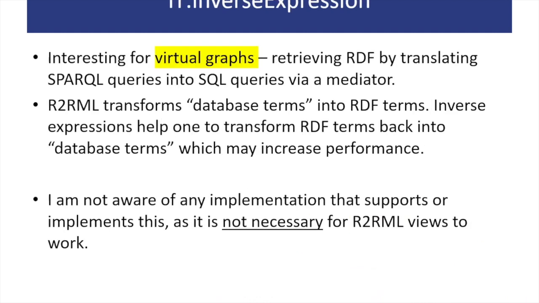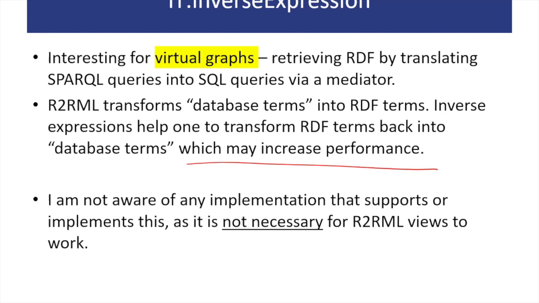At the beginning, I stated that I was going to say something about rr:inverseExpression. rr:inverseExpression is used when one is dealing with virtual graphs. In other words, you're retrieving RDF by translating the SPARQL queries into SQL queries via a mediator. So the R2RML mapping is used to generate SQL queries on the fly. Now, R2RML transforms database terms into RDF terms. The inverse expression helps one to transform RDF terms back into database terms, which may increase performance.